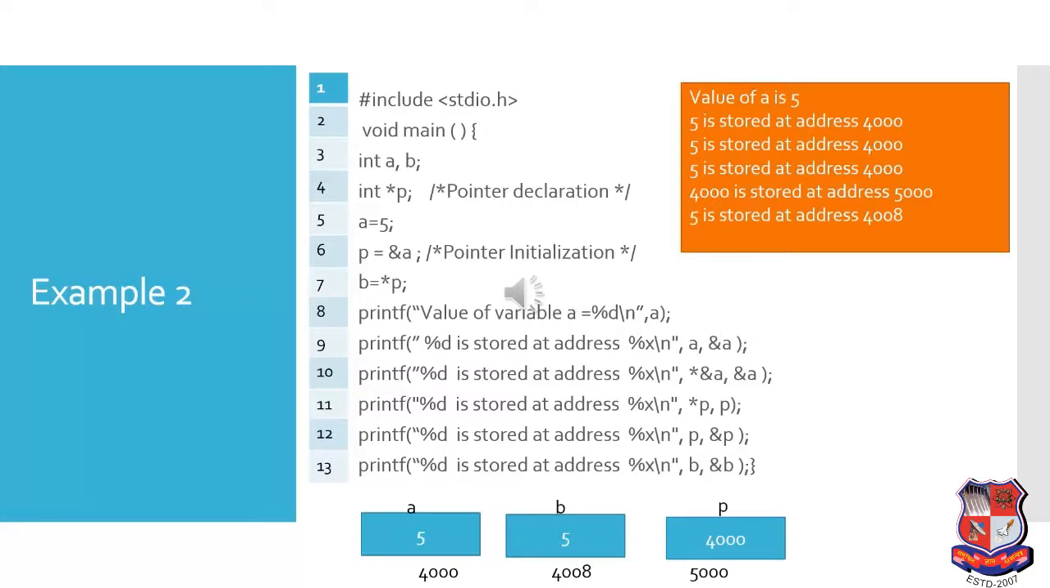5 is stored at address 4000. Now the 12th line is P. Simply displaying P will give me the address, that is 4000. And address of P is 5000. Clear? The last line, you are displaying the value of B and address of P. Clear? So all these notations should be clear to you.